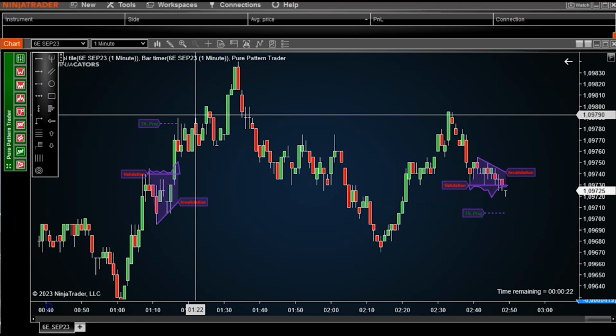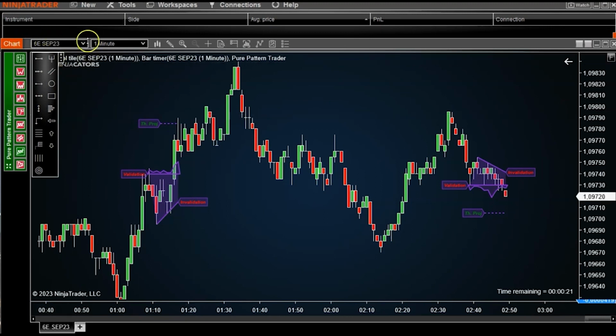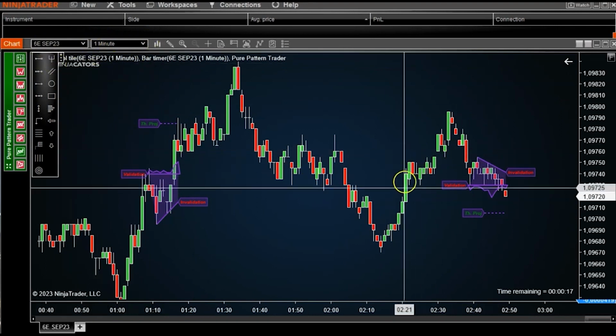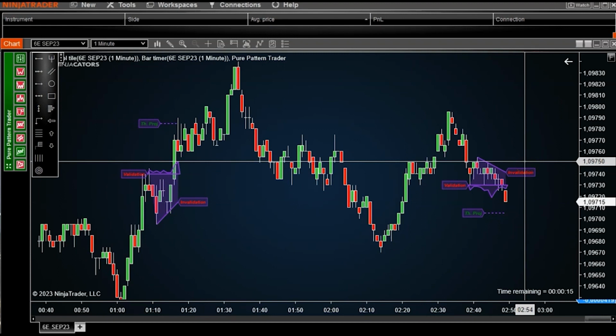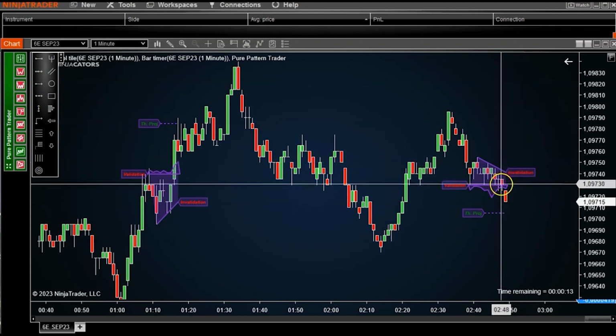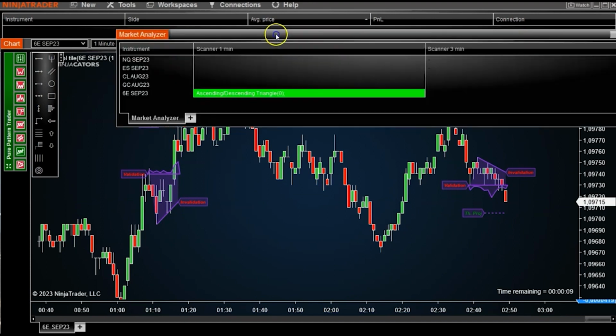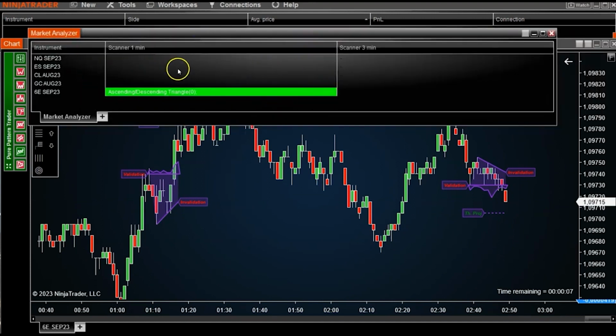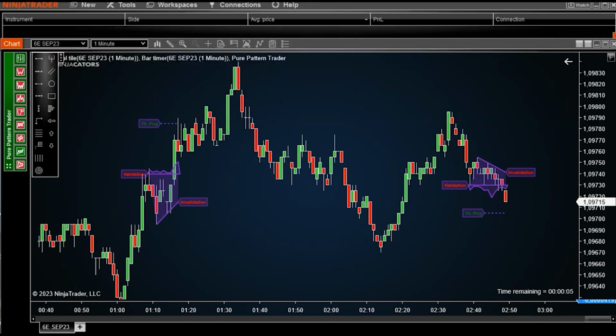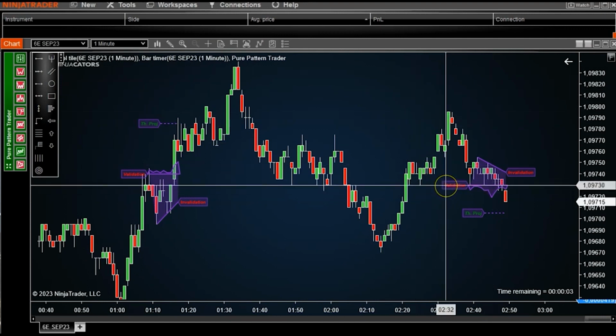Right, a bit earlier on, I traded the 6E, that's the Euro futures, set to a 1 minute time frame, and I used my pure pattern trader software, which automatically identified a little descending triangle for me with the validation, invalidation, as well as a target projection level. That was also confirmed by my scanner automatically, so I knew about the pattern. I didn't have to go search for that.